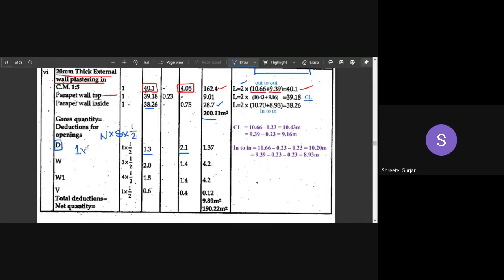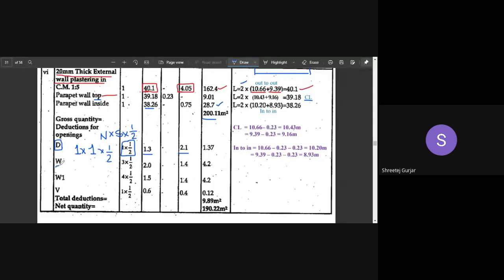And how many number of surfaces we need to deduct? Because we are only dealing with external wall plastering, only externally we have plastered and not internally, right? Only one face we have plastered. So only one face we will deduct. And then this is 1/2, which is according to IS code 1200, only 50% we need to deduct. So that is what is written here.